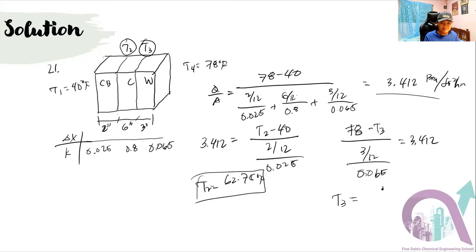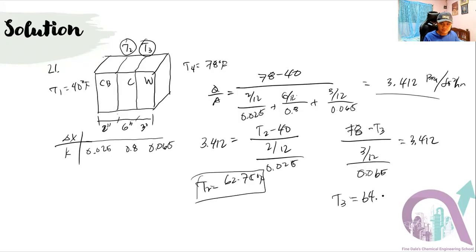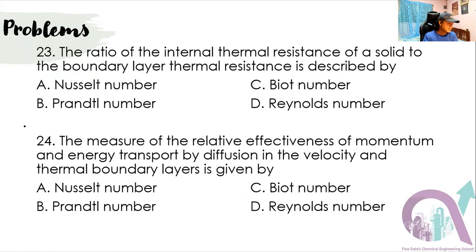Then you will get, I'm writing all over the place, 64.9 degrees Fahrenheit. The answer? Letter B. So let's move on to the last three numbers for this video.